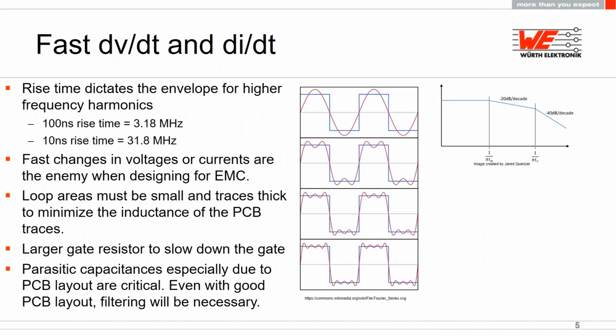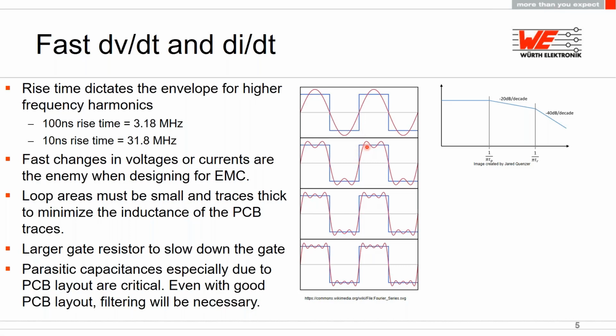Besides the higher switching frequencies, another issue is the fast rise times. These rise times dictate the envelope for higher frequency harmonics. This is based on the theory of Fourier series, where in this example, we have a sine wave and we have a square wave. And the goal of this is to create a square wave by imposing many sine waves at different frequencies on top of each other.